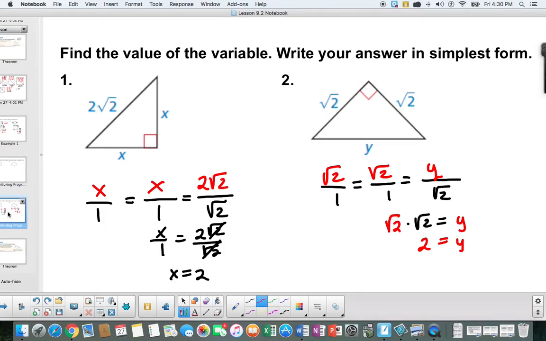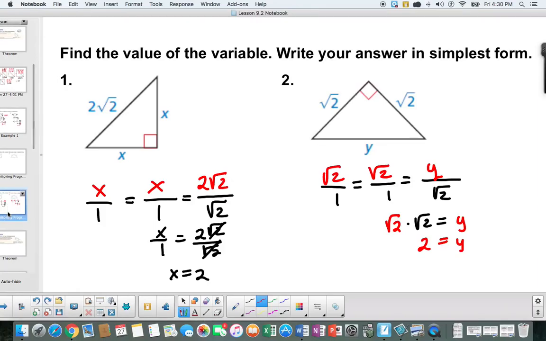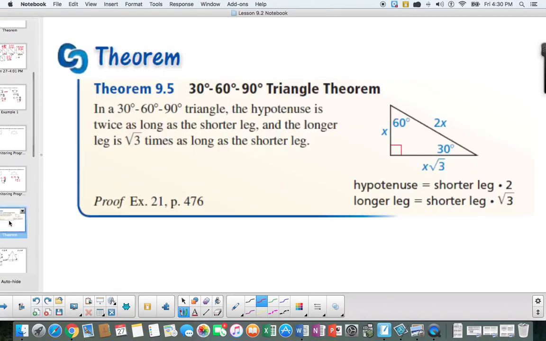And here are the answers. X is equal to 2 for number 1, and for number 2, the x is 2. And again, I'm showing how you set up the proportion. The denominators are the ratio for 45, 45, 90, and then you put the numbers in that you know and then solve. The next triangle we're going to work with is a 30, 60, 90 triangle.